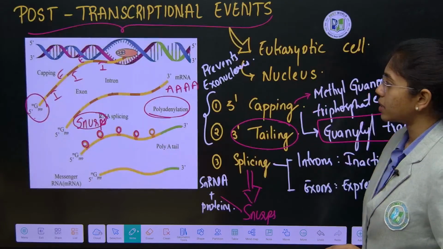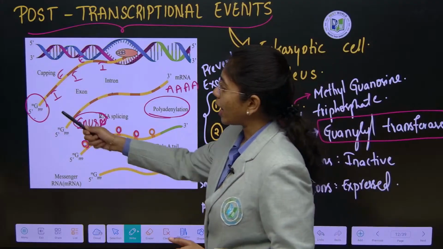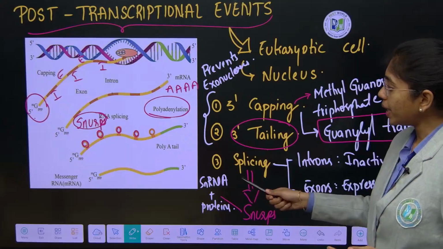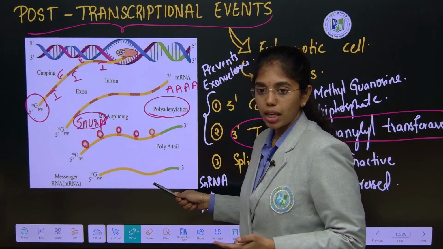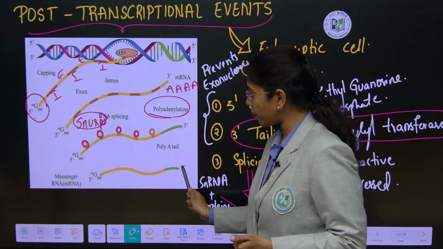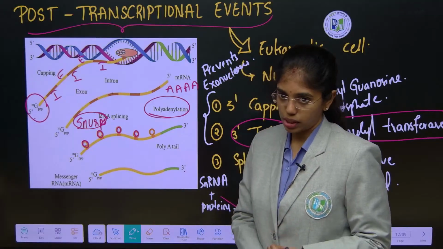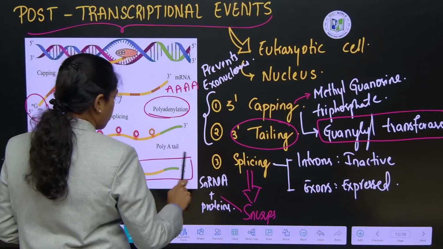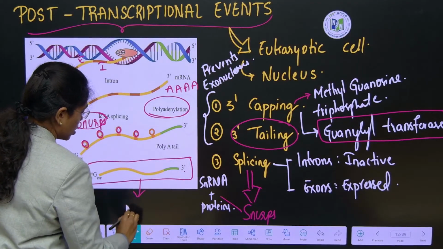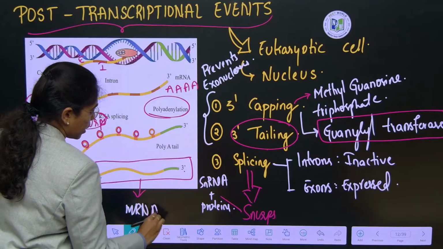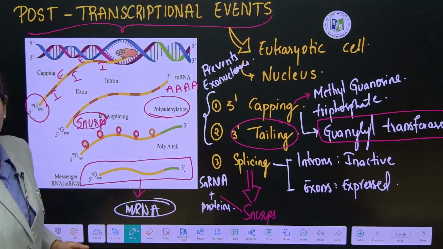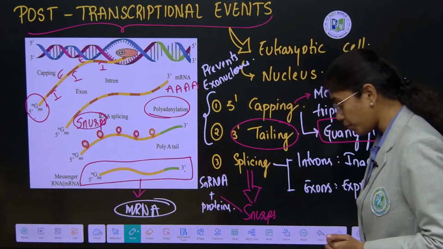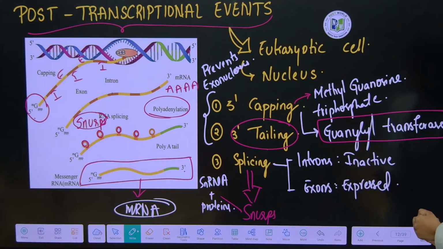After post-transcriptional events, it has a 5' cap, a 3' tail and complete exon sequences at the end. 5' cap, 3' tail with only exon sequences. Fine. This is known as mature RNA or messenger RNA. This RNA will be transported from the nucleus to the cytoplasm.